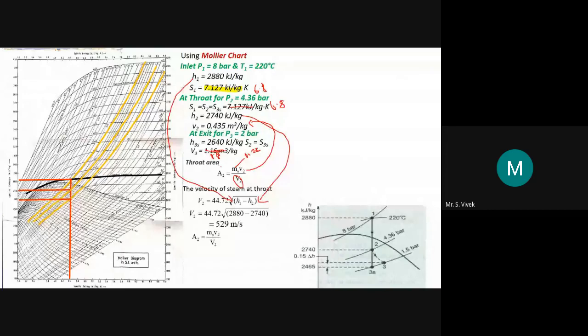Now, for the area, just substitute velocity in this equation, and mass flow rate, and specific volume, and you will get the area value. Area is equal to 1.87 into 10 power minus 4 meter square. Are you getting the answer?